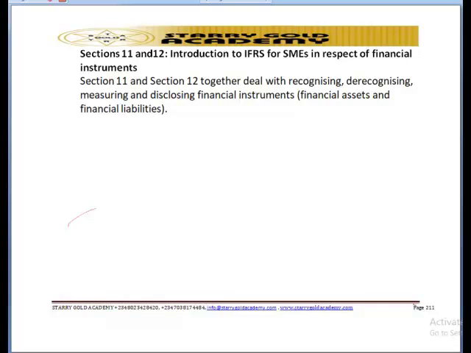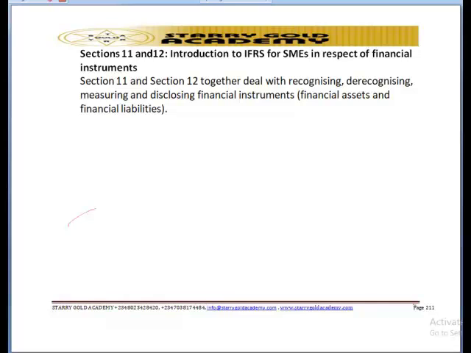Okay, so here we just had to quickly explain, here we said sections 11 and 12. It's meant to be an introduction to IFRS for SME in respect of financial instruments. So sections 11 and 12 together deal with recognizing, measuring, and disclosing of financial instruments, talking about financial assets and financial liabilities. So now let's break it down properly.